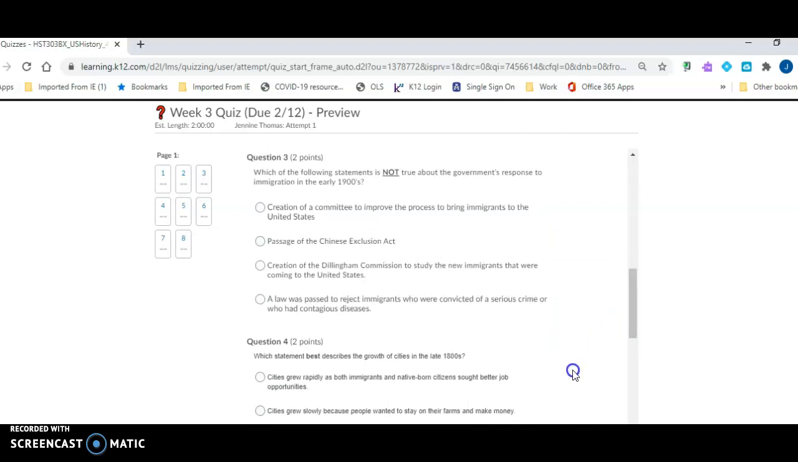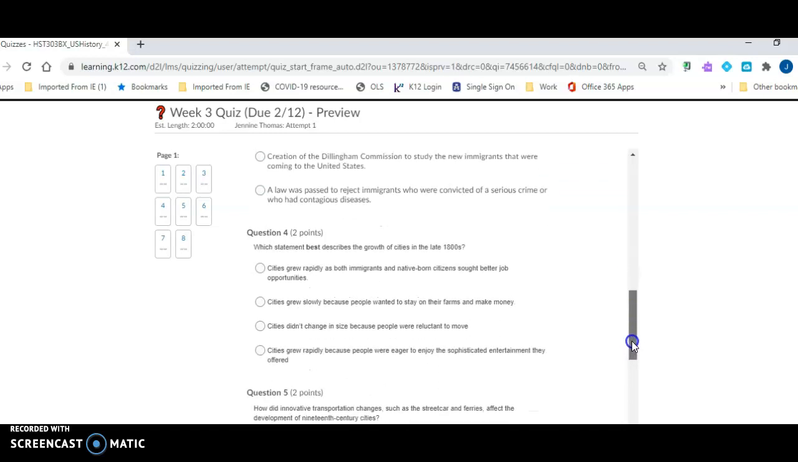Which of the following statements is not true about the government's response to immigration in the early 1900s? Creation of a committee to improve the process to bring immigrants to the United States, passage of the Chinese Exclusion Act, creation of the Dillingham Commission to study the new immigrants that were coming to the United States. A law was passed to reject immigrants who were convicted of a serious crime or who had contagious diseases.